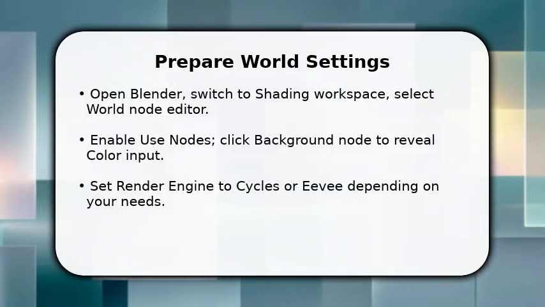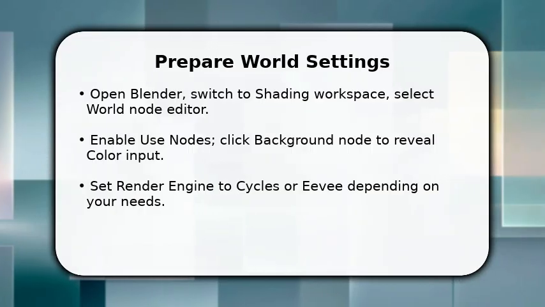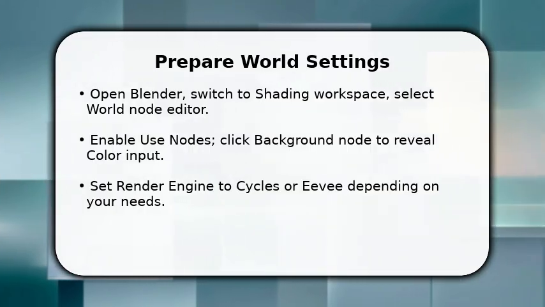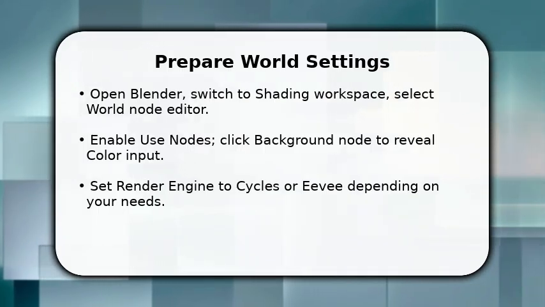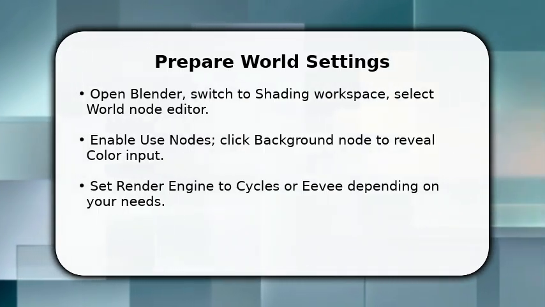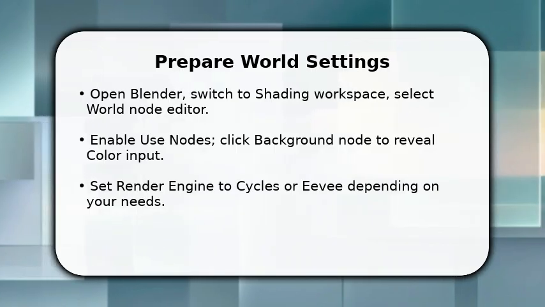You start inside Blender with the scene open. Immediately switch to the shading workspace and pick World from the header. Once done, enable Use Nodes so you can edit the environment directly. This gives you a background node with a color socket.